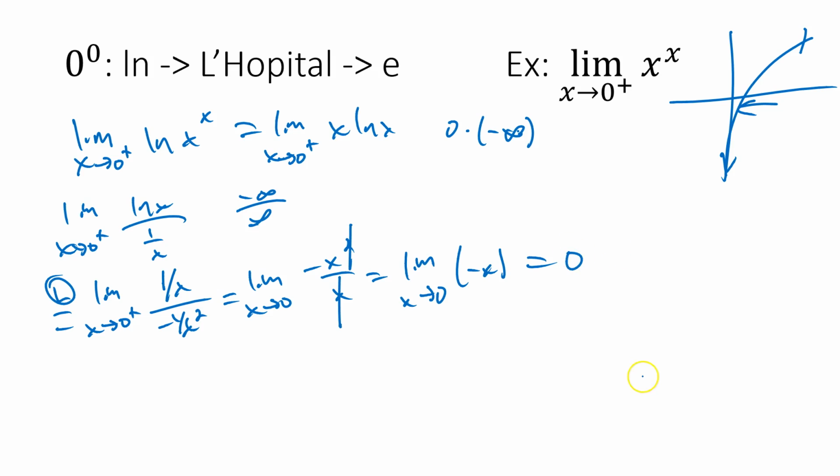That is 0. Is that my answer? No, because I have to plug it back into e. So I do e to the 0 power, which is 1. Cool. Fun to look at these graphically as well if you want to graph them on Desmos.